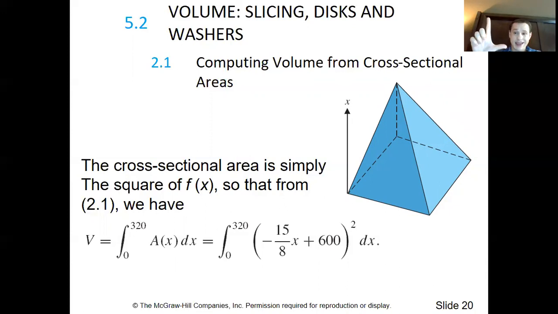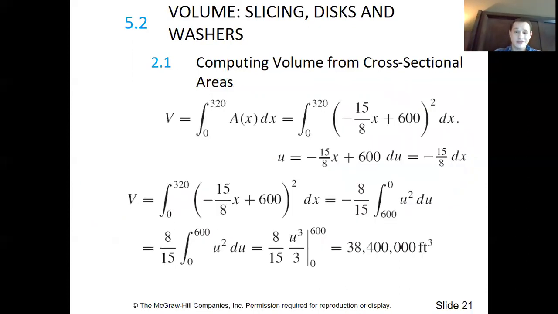That is the area of the square, the length and the width multiplied together, squared since they're the same, times the thickness, which is dx. And then you integrate them all up with respect to x. X goes from, in this figure, 0 up to the height, which is 320. You do the rudimentary calculus, and you get 38,400,000 as your answer.